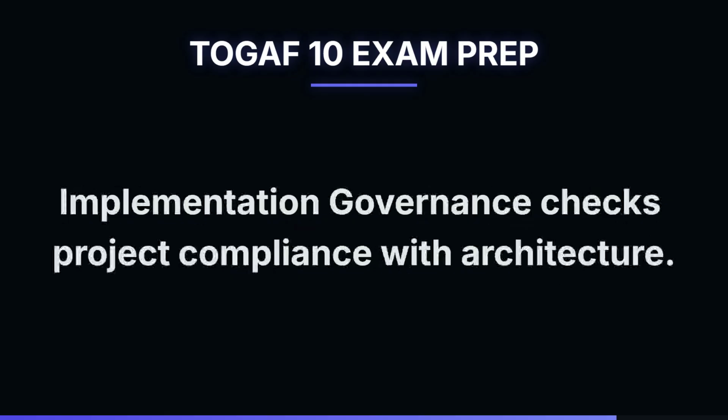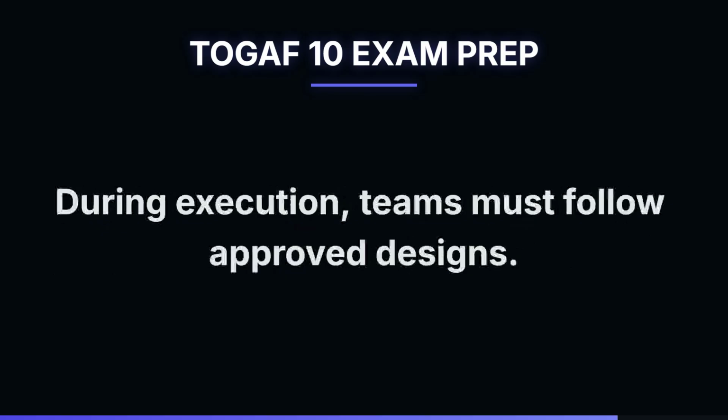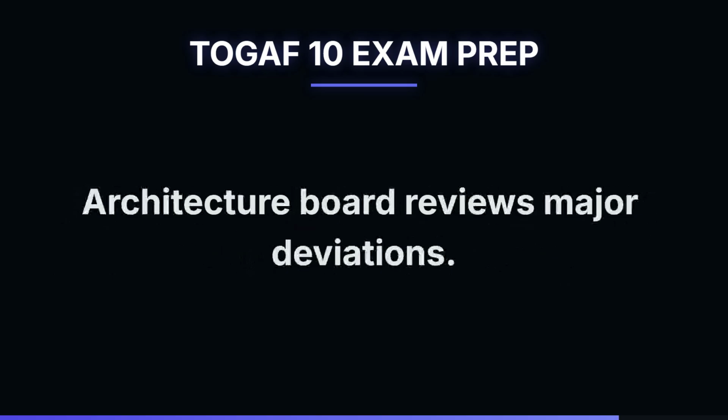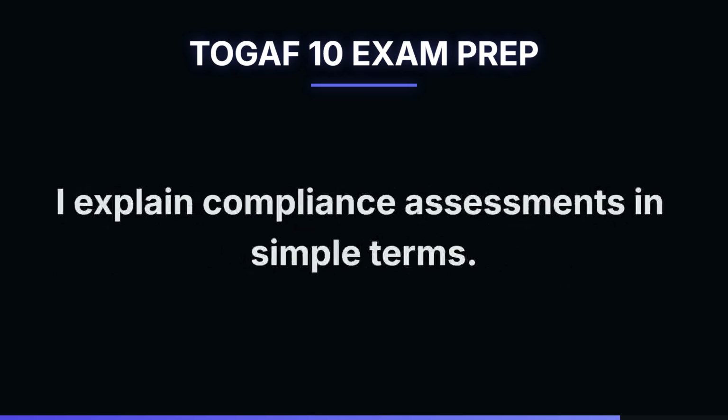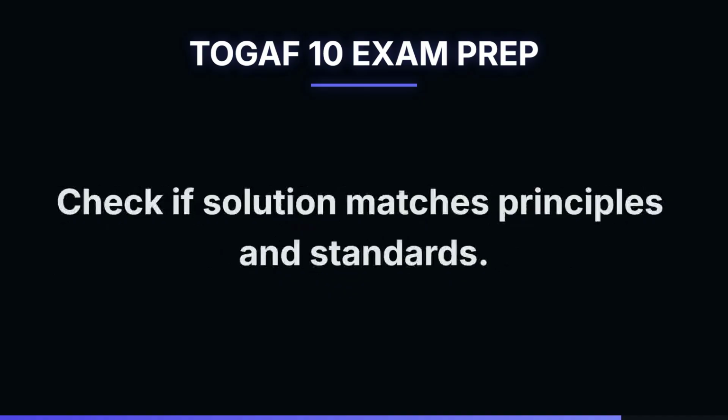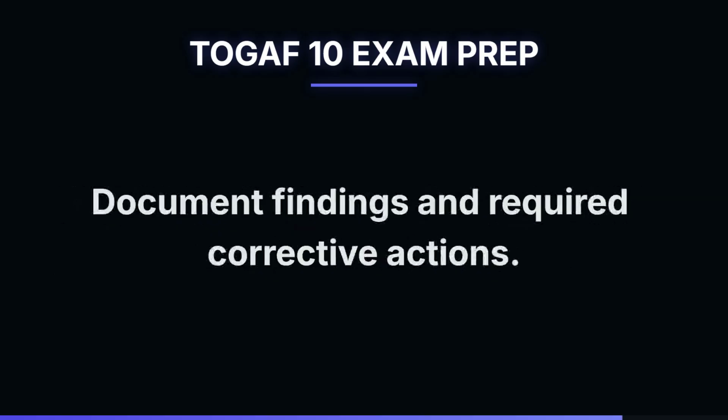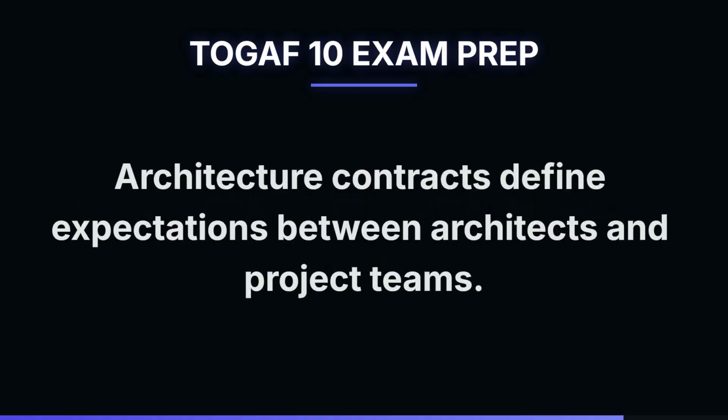Implementation governance checks project compliance with architecture. During execution, teams must follow approved designs. Architecture board reviews major deviations. I explain compliance assessments in simple terms. Check if solution matches principles and standards. Document findings and required corrective actions.